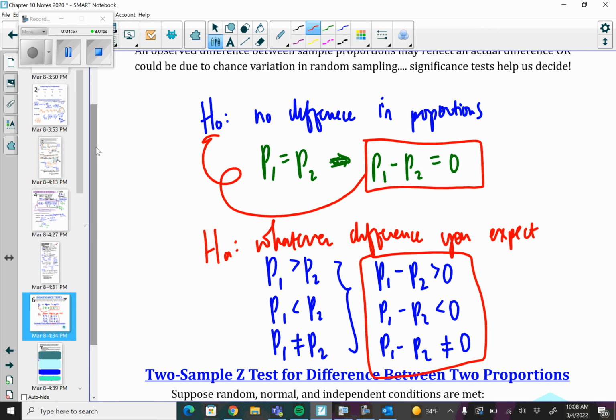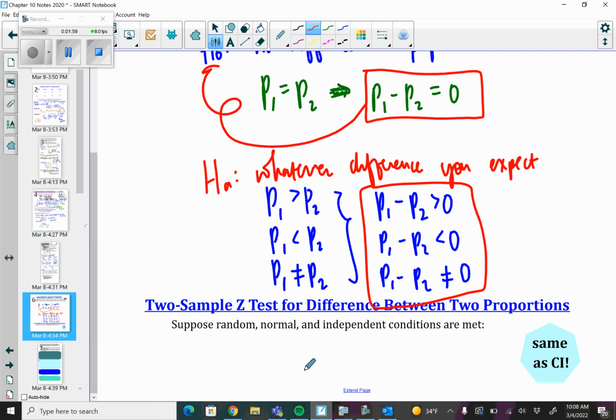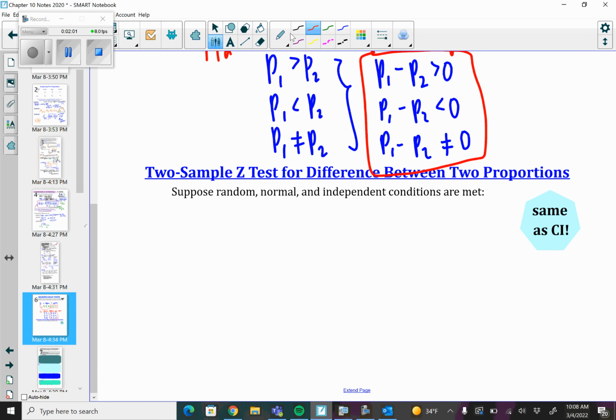And this leads us to the two-sample z-test for the difference between two proportions. Suppose the random, normal, and independent conditions are met. These are going to be the same as the confidence interval, so I'm not going to go through those. But if those are met, you're going to do everything we've talked about for a significance test. We are going to create a null and an alternate hypothesis. We're going to check our conditions, and then we need to calculate a test statistic.